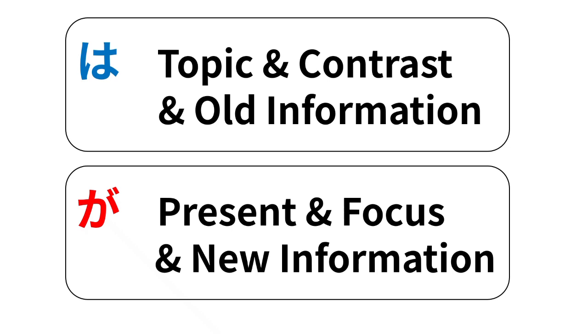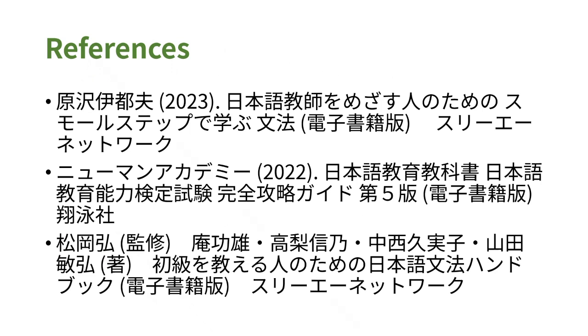But remember, Japanese is a real language, not just a formula. In actual conversations, wa and ga are used in many different and subtle ways. I relied on these references in making my video, but this video is a simplified introduction. I've tried to make it beginner-friendly, but the full picture is more complex.